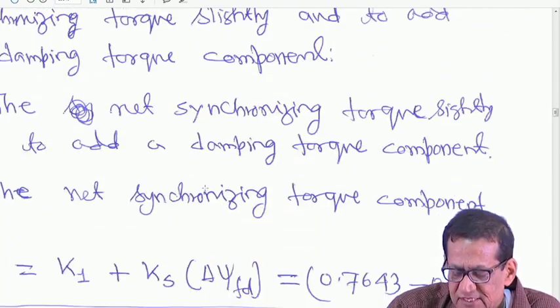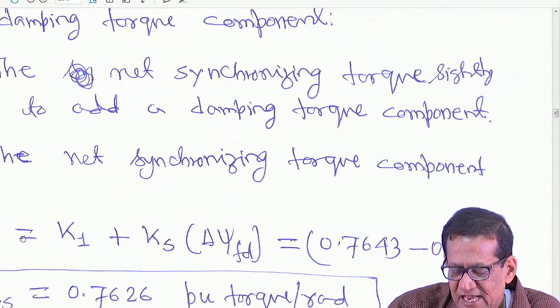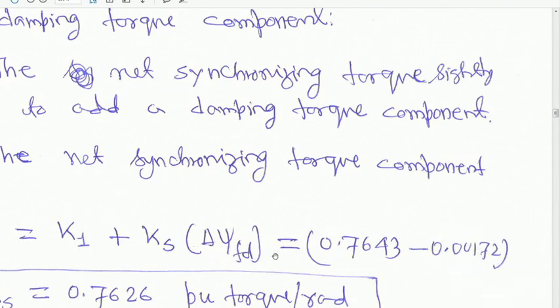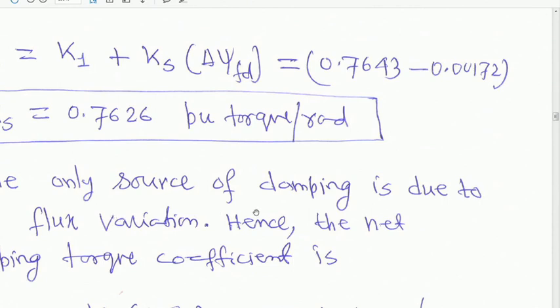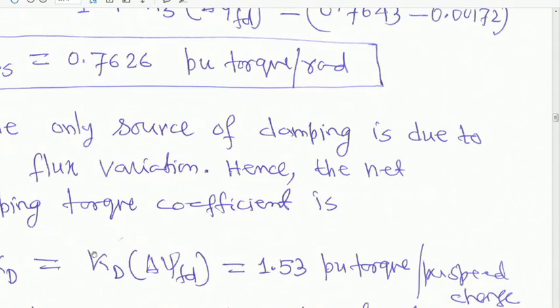Therefore, the net synchronizing torque component in general we write as K1 plus K s delta psi f d. K1 is given as 0.7643 and K s due to delta psi f d we got as minus 0.00172. So it is more or less unchanged, it is 0.7626. Similarly, the only source of damping is the field flux variation, hence the net damping torque is K d, because the other K d in the data was given as 0. So K d is simply K d delta psi f d, that is 1.53. It is a dimensionless quantity, but we are writing per unit torque per unit speed change.